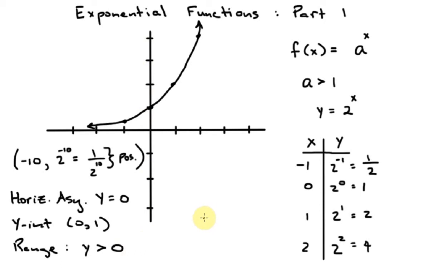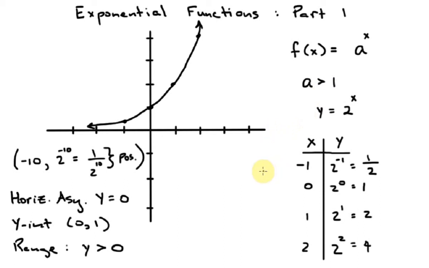X-intercepts, there are none. And there's no kind of maximum, because on the right here it just keeps roaring up forever. So that's the basic characteristics. Now keep in mind that was assuming a, the base, is greater than 1. What if we looked at a base that's not greater than 1?